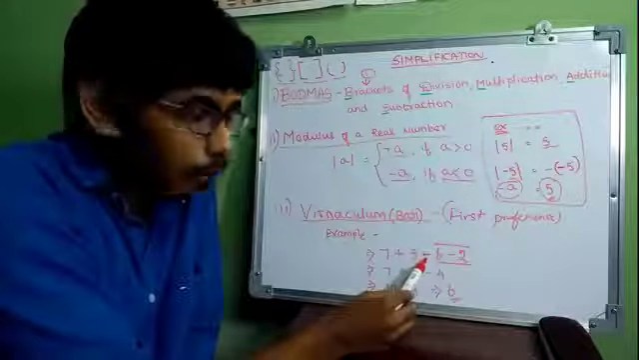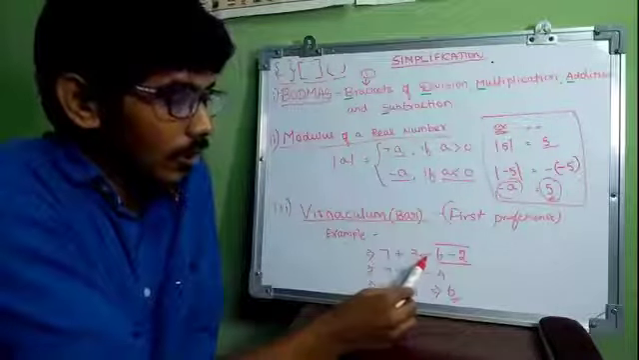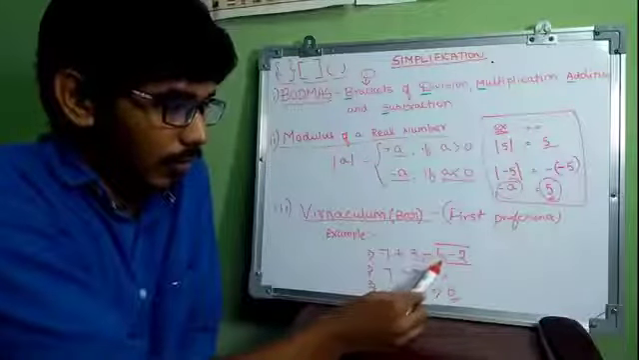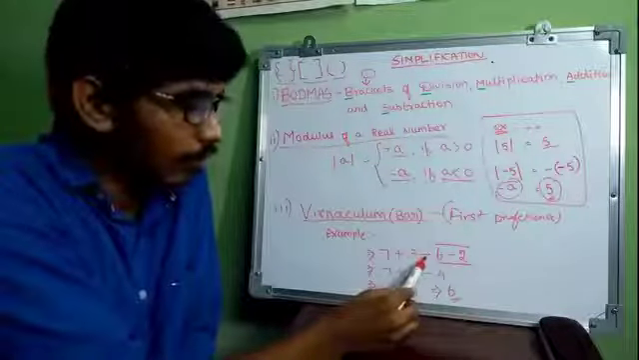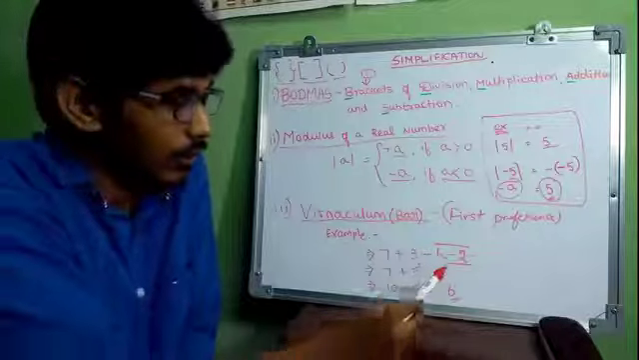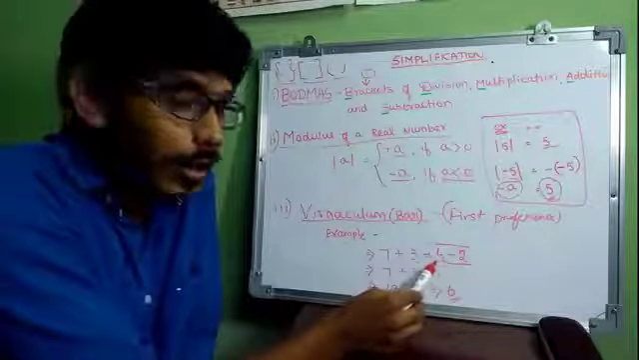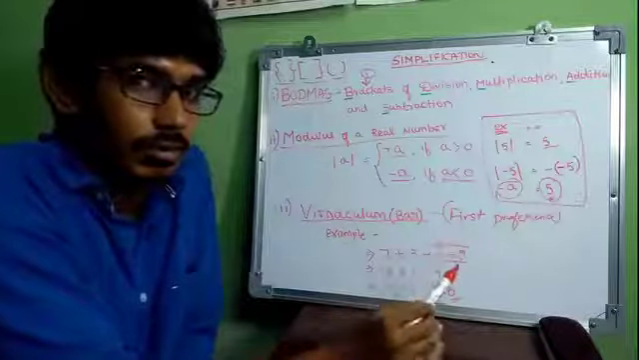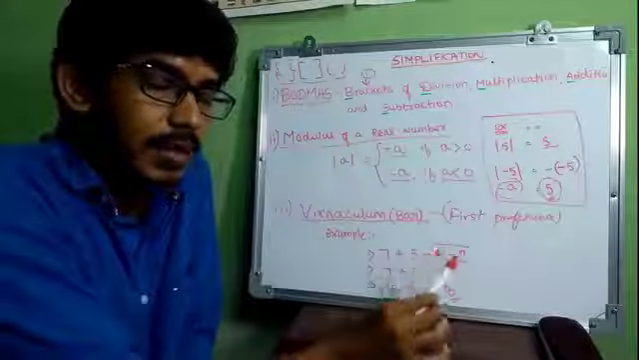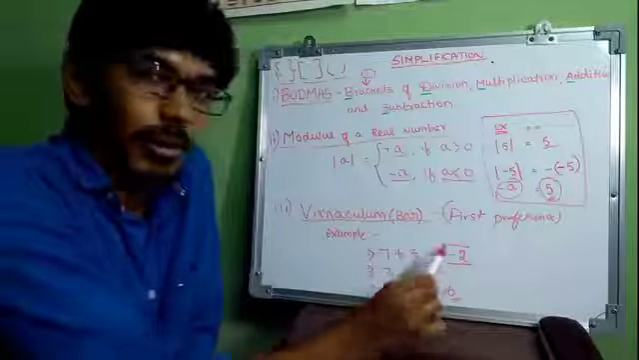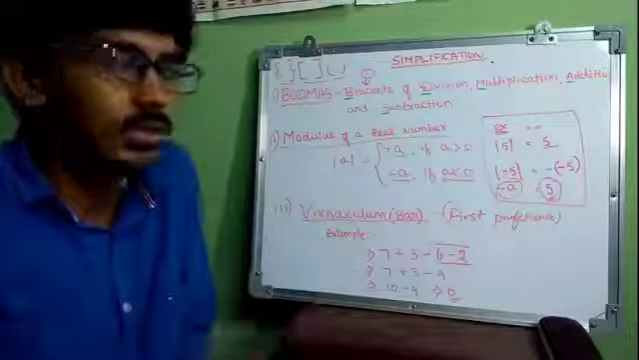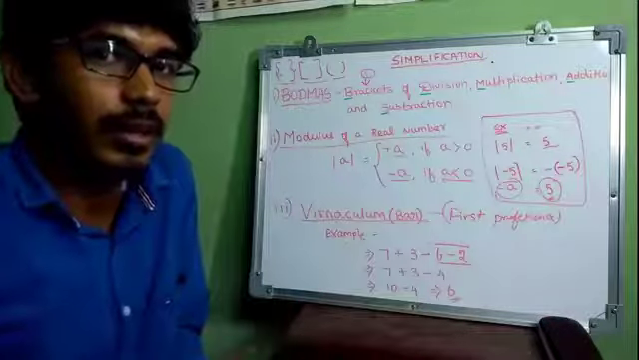You no need to think about the sign. In front of the vinculum there will be a sign. You no need to think about that. You should think about this alone only. 6 minus 2. You no need to think about minus 6 minus 2. You should not think like that. 6 minus 2 equal to 4. Okay, this is vinculum.